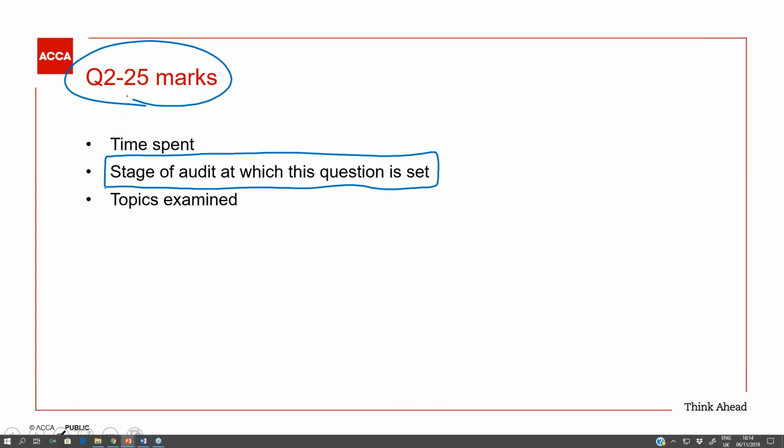But if you know the stage of audit at which the question is set, then automatically you are better prepared for taking on question number two. And you will know what the examiner can ask you within the second question. And the last thing, topics examined: what sort of topics are examined within the second question? So let's explore the answers to the three things: the time spent, the stage of audit at which this question is set, and the topics examined.